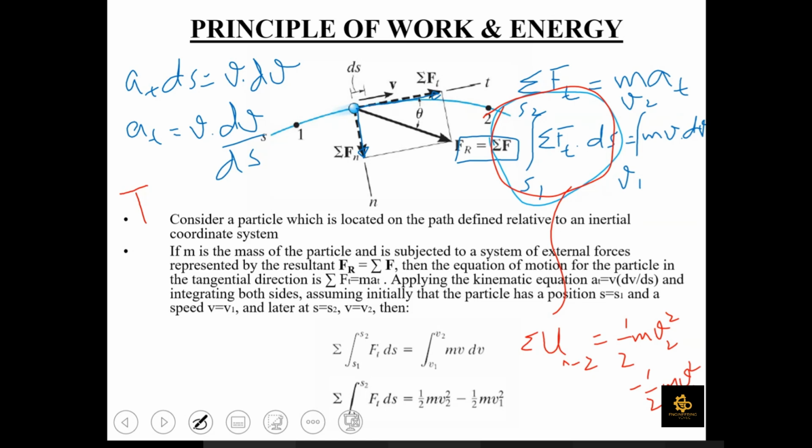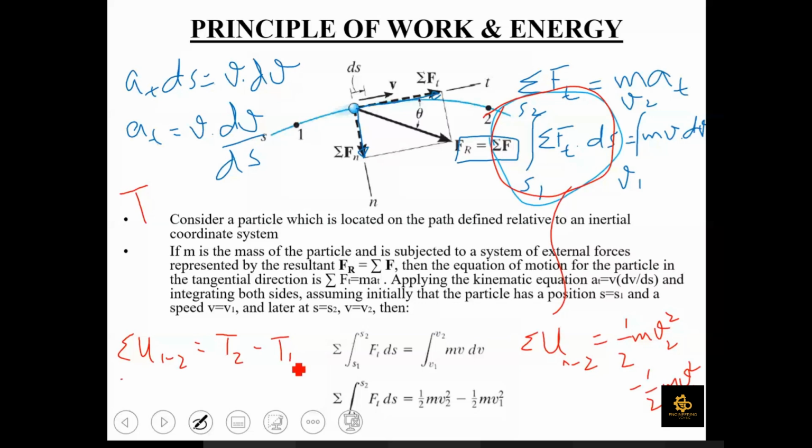So if we take a look at this equation broadly, it would be summation U1-2, which is the work done by all the forces in moving this particle from position 1 to position 2, should be equal to half mv2 square, जिसको मैंने कहा kinetic energy, मैं T2 से represent करता हूँ, minus T1, जो कि kinetic energy at position 1 है.